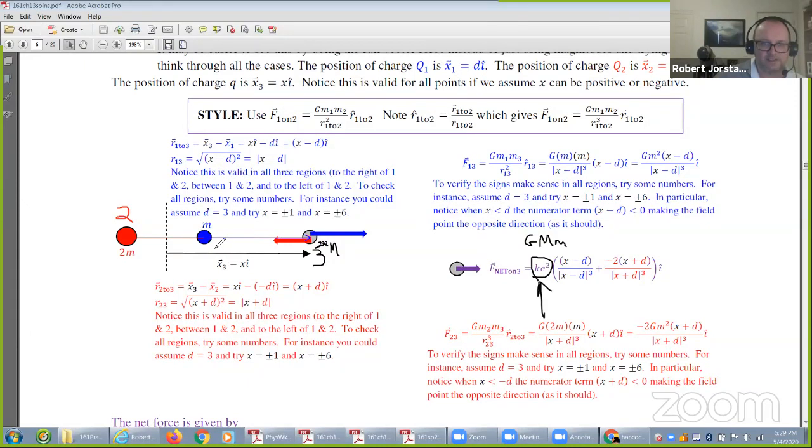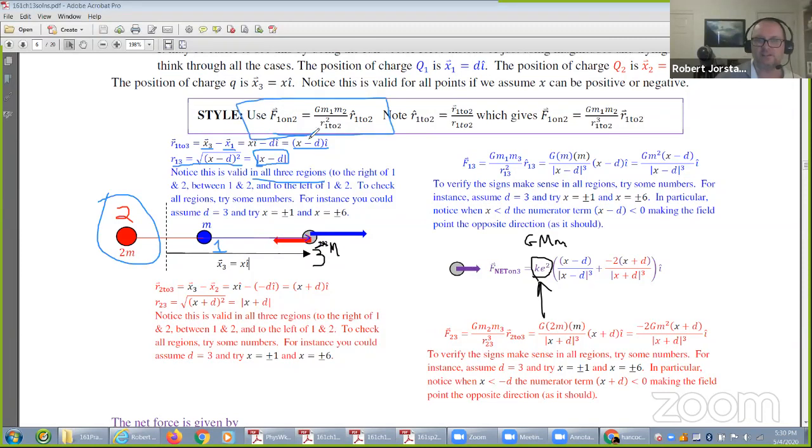All right, so this is number 1 though. The idea here is if I go from 1 to 3, I take the position of 3 minus the position of 1, and I get this result. Notice that naturally gives me this result for the distance between them, which gives me the absolute value without having to think about it. And this is valid in all three regions. I could do the same thing for this other force and do it all with this style.